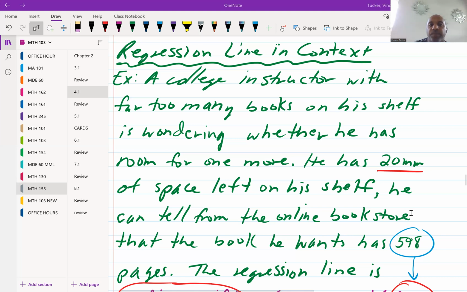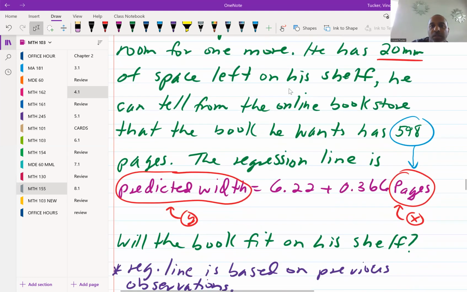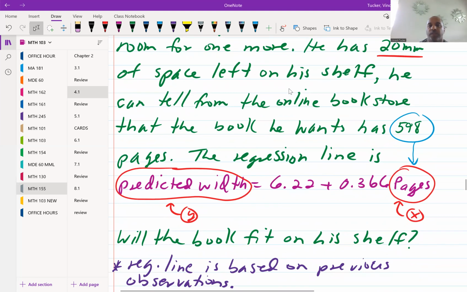Yes, that's 20 millimeters. I'm going to scroll up some right there. Hopefully, if I scroll too far, let me know. So the regression line is, we have the predicted width equal to 0.22 + 0.0366 times pages. Let me erase these circles.